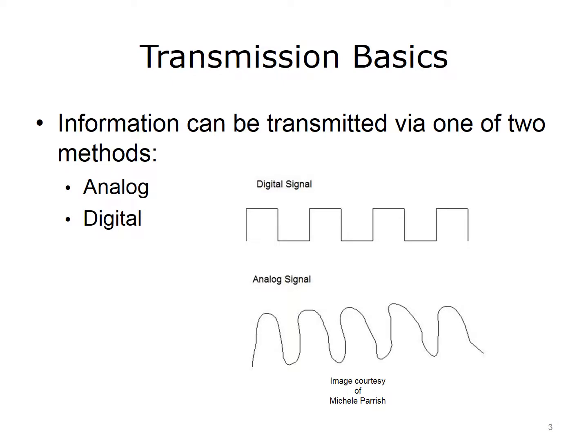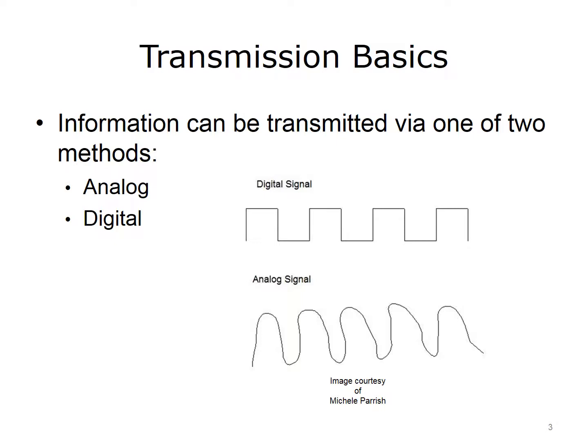First, we will cover some general terms that you need to know when dealing with networking. Information can be transmitted in one of two ways in a network, analog or digital. An analog signal is a continuous signal, and it is hard to distinguish each character. Examples of analog signals are voice, analog clock, and old analog TV signals.